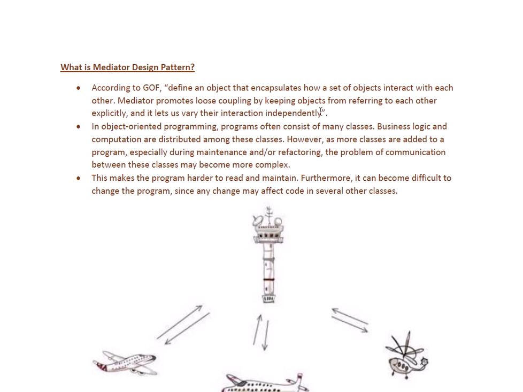vary their interaction independently. What it says is that in order to achieve interaction or communication between n number of objects, each object holding an object reference of the other object is not a good practice or not a good idea. It couples your objects with each other. So to avoid that, define an object called a mediator that encapsulates how a set of objects interact with each other. Mediator promotes loose coupling by keeping objects from referring to each other explicitly, as I already explained, and it lets us vary their interaction independently.